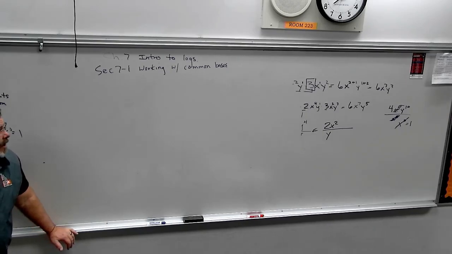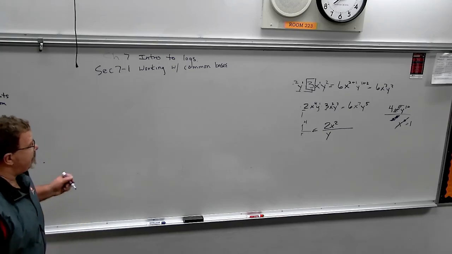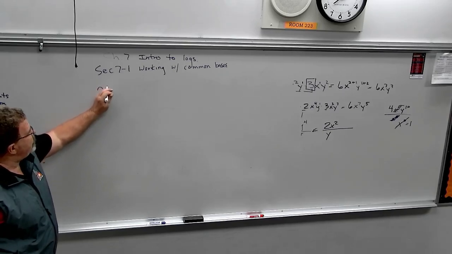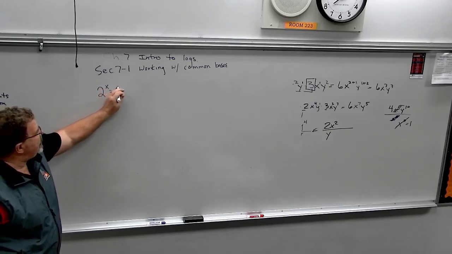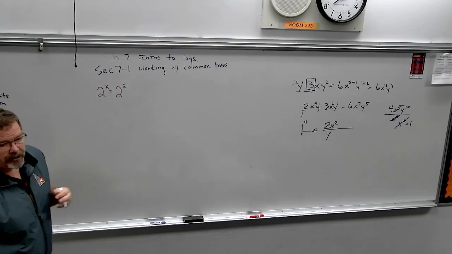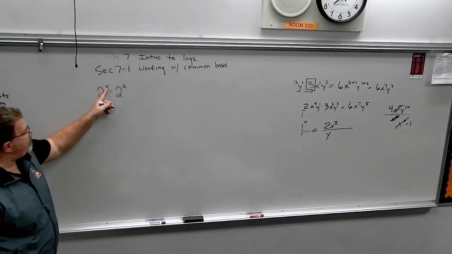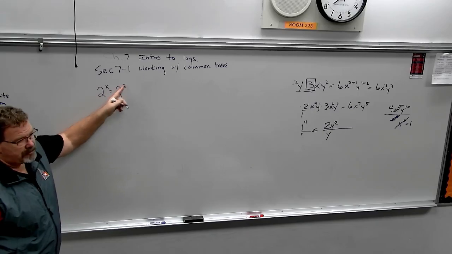Okay. All right. Here's what I mean by common bases. Let's think about this. If I gave you 2 to the x equals 2 squared, what can you conclude? What's x going to be equal to? x has got to be 2, right? If I put a 2 in for x, then 2 squared is equal to 2 squared.